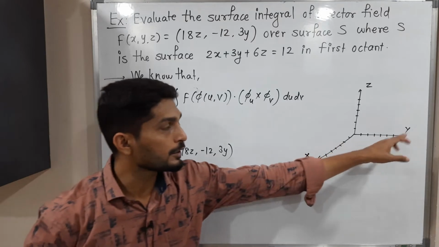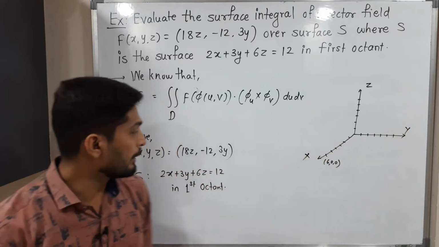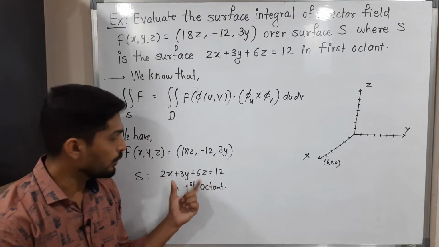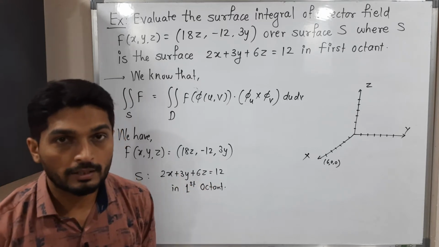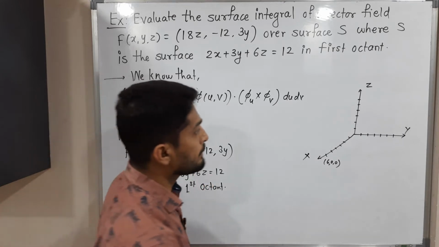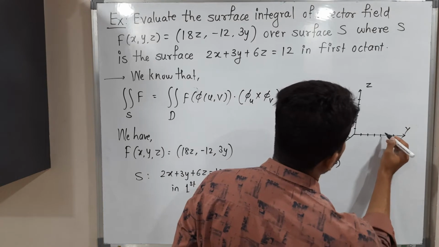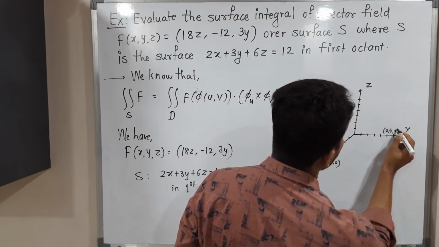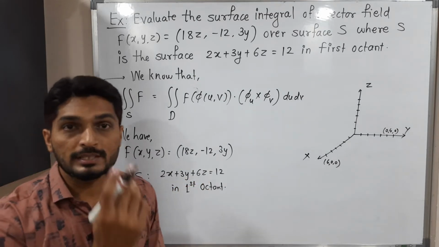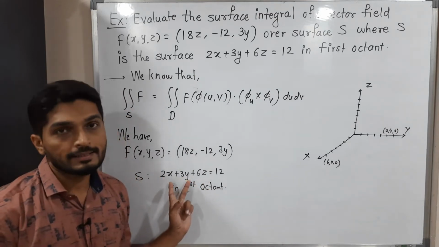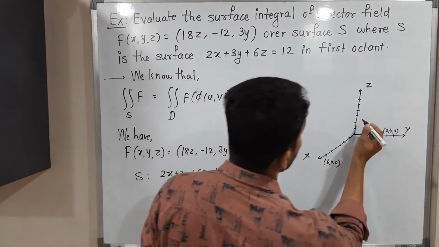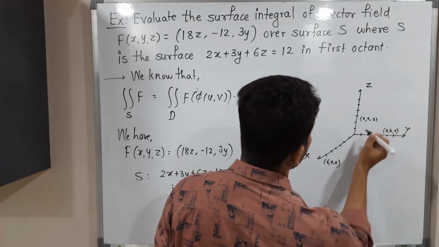To find the point of intersection with the y-axis, I am going to put x and z as 0. Then we will have 3y is equal to 12. By solving it, we will have y is equal to 4. So that plane cuts the y-axis at the point (0, 4, 0). To find the point of intersection with the z-axis, I am going to put x and y as 0, so 6z is equal to 12. That means z is equal to 2, so the point is (0, 0, 2).